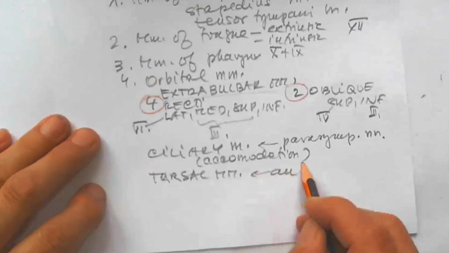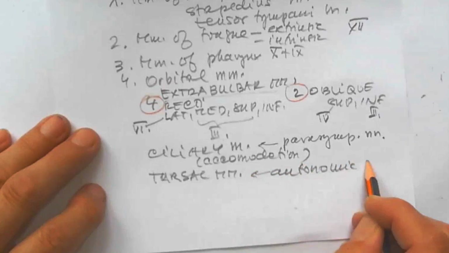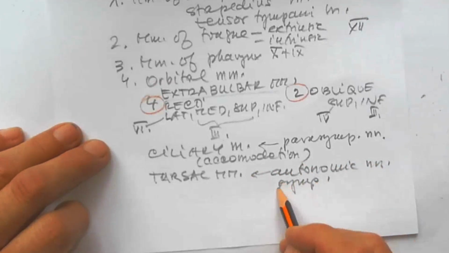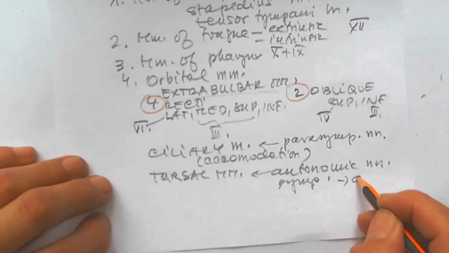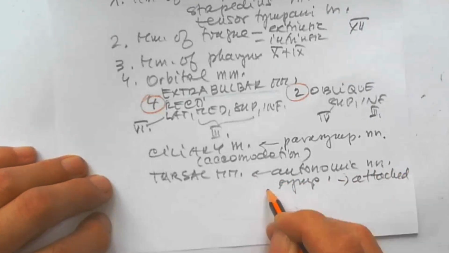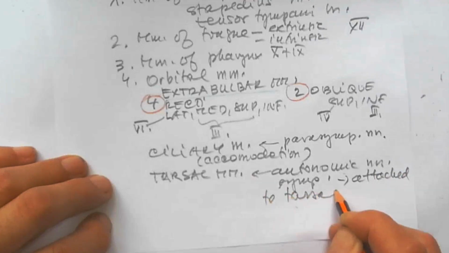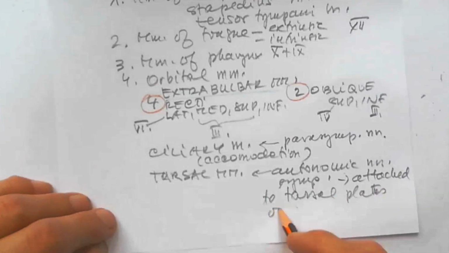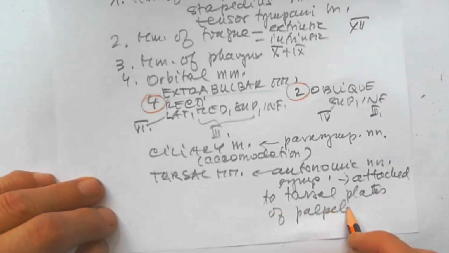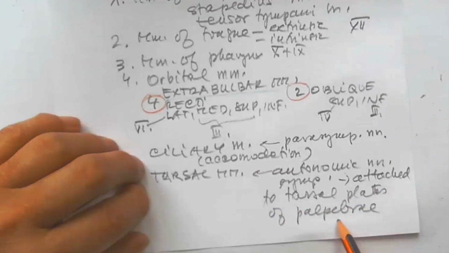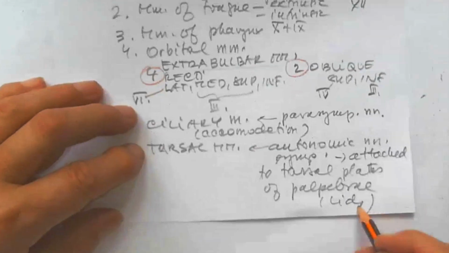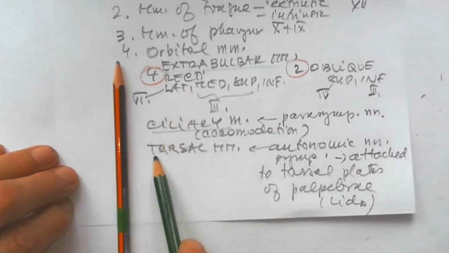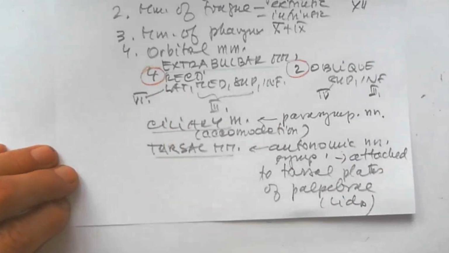So that's why these smooth muscles are innervated by the sympathetic, also we could say autonomic nerves, or sympathetic innervation, and they are attached to the tarsal plates of the palpebrae, the lids. Fine. So I mean that we said all of what was important. These two are very specific.